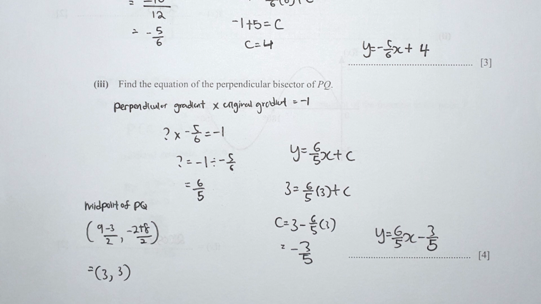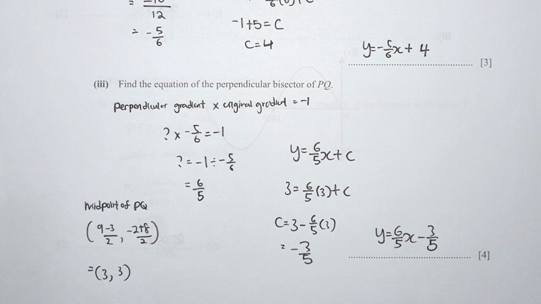And for the last one, since they say perpendicular bisector, you have to do two things. One is to identify the gradient of the perpendicular line. Secondly, you have to find the midpoint of PQ. The midpoint calculation is very straightforward. I attached it at the left hand corner already.